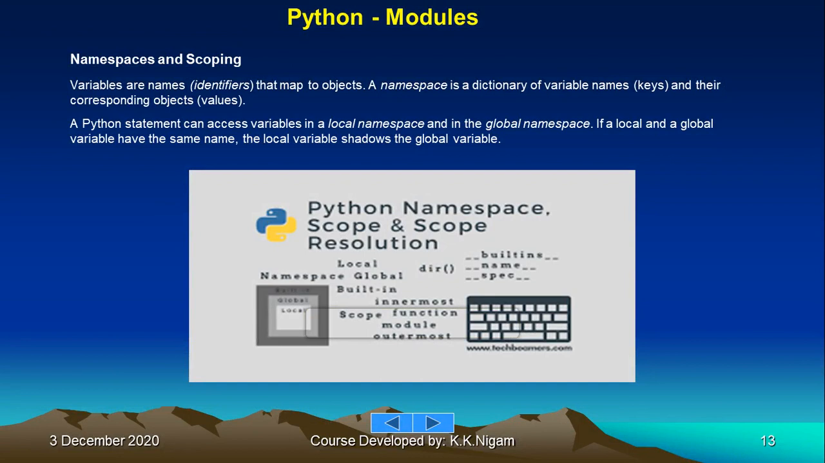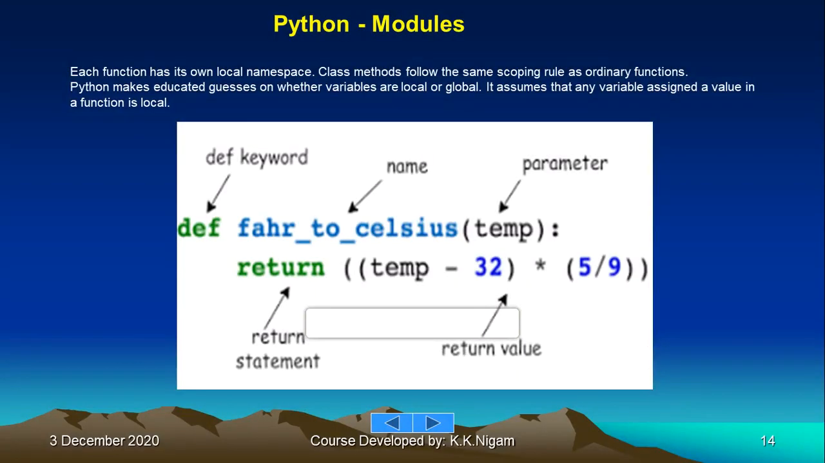Namespace and scoping. Variables are names, identifiers that map to objects. A namespace is a dictionary of variable names and their corresponding objects. A Python statement can access variables in a local namespace and in the global namespace. So wherever you want, whatever way you want, you can use it. If a local and a global variable have the same name, then the local variable shadows the global variable, because the local gets precedence over the global one. But normally it is recommended that you should use different names. Do not use the same name in local and global.